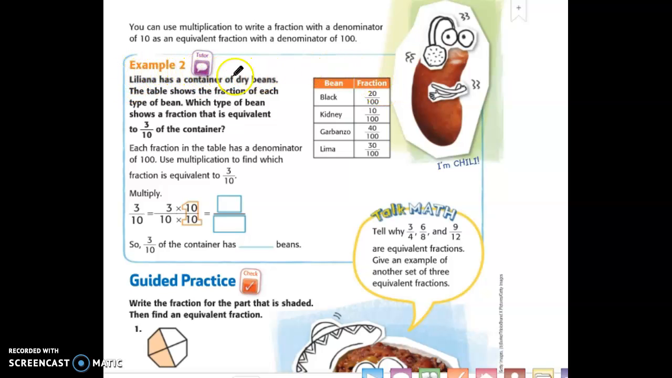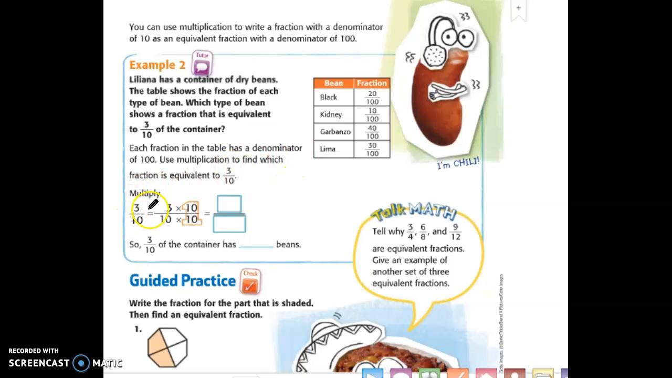Liliana has a container of dry beans. The table shows the fractions of each type of bean. Which type of bean shows a fraction that is equivalent to 3/10 of the container? And we've talked a lot in class about the place value and when you've got a 0 on top and bottom, or you've got a 0 in both parts of the multiplication equation, what that means. So hopefully you can see that pretty quickly, but let's walk through. Each fraction in the table has a denominator of 100. Use multiplication to find which fraction is equal to 3/10.